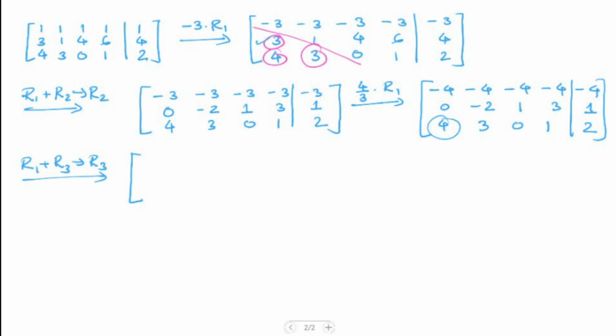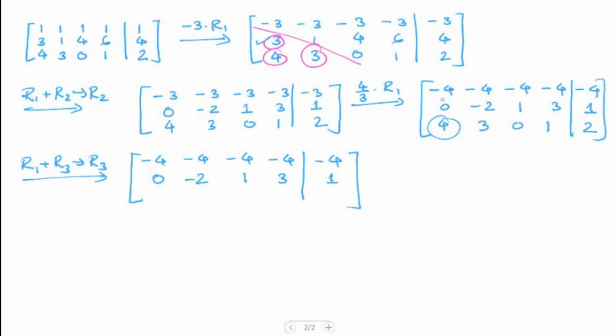So what we get here now is row 1 doesn't change. So minus 4, minus 4, minus 4, minus 4, and minus 4 here. Row 2 remains as it is, which is 0, minus 2, 1, 3, 1. And row 3 changes here. So we have row 1 plus row 3, and we'll put the values to row 3 here.